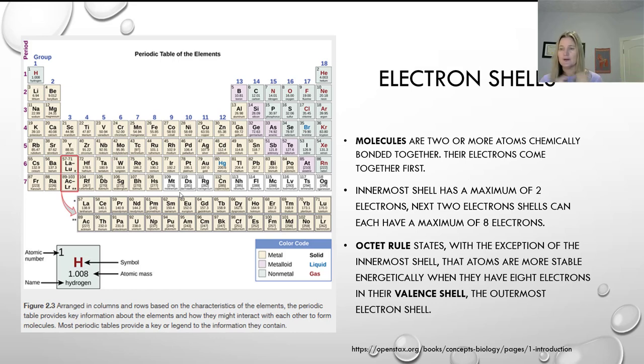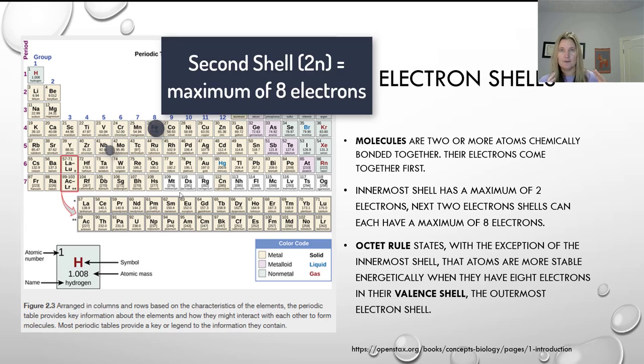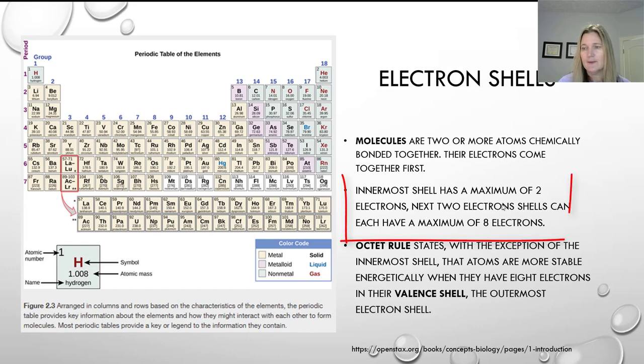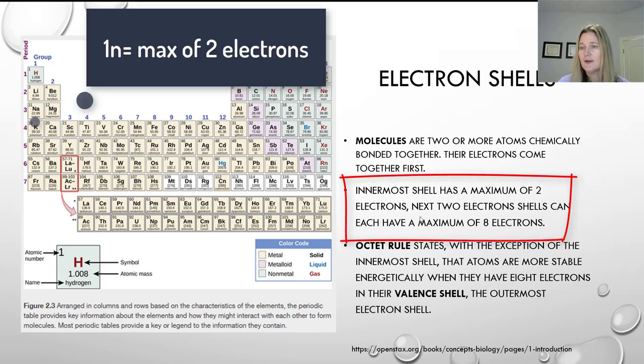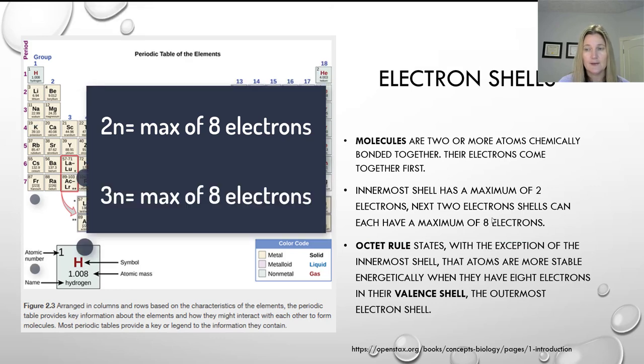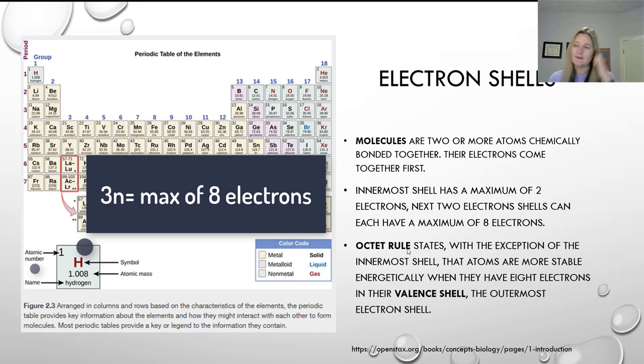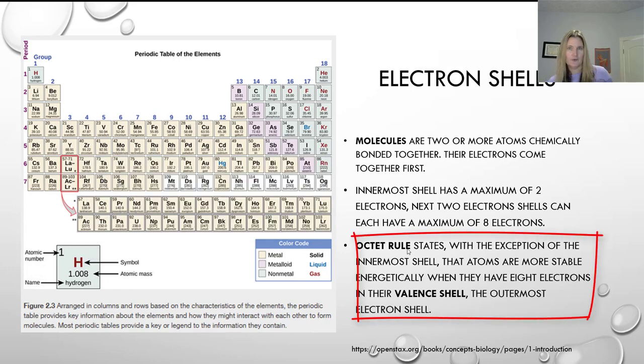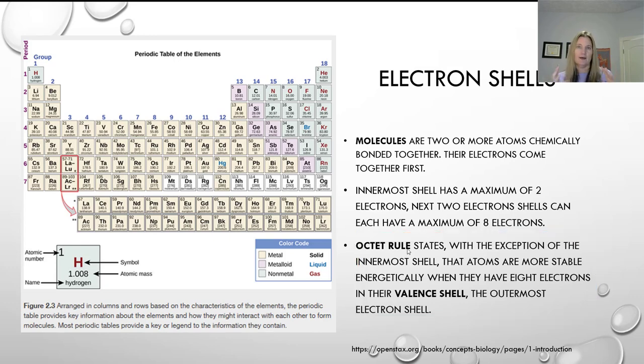So the second shell has a maximum of 8 electrons, okay? So I kind of wrote this out for you. So the innermost shell has a maximum of 2 electrons. Next 2 electron shells can have a maximum of 8, okay? And that's basically our octet rule. So that states that with the exception of that first innermost shell that has 2, we have a maximum of 8 in the outermost shell.